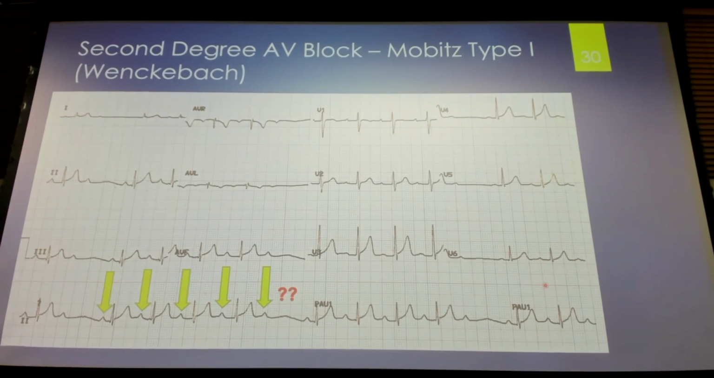Now that doesn't mean every single time it's a PR interval, and the next one is prolonged, the next one, and then it drops. Not every fourth beat. That's just the same. Longer, longer, drop, must be a Wenckebach.